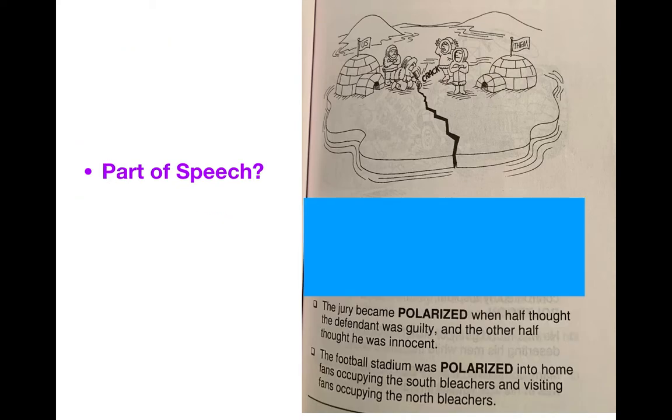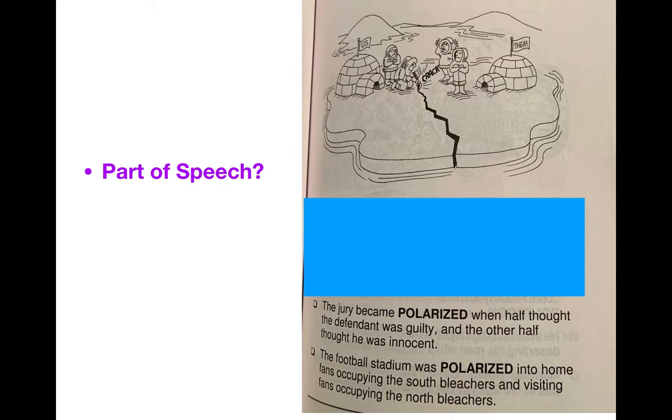Go ahead and hit pause again and try to figure out what part of speech polarized is. Okay, so on the one hand, you might be tempted to think that this is a past tense verb because it ends in ed. But let's think about this. The jury became polarized when half thought the defendant was guilty and the other half thought he was innocent. Okay, so what part of speech is a jury? A jury is a collection of people, and so therefore it is a noun. So the jury was polarized. So polarized is describing the noun there, and therefore it is an adjective.